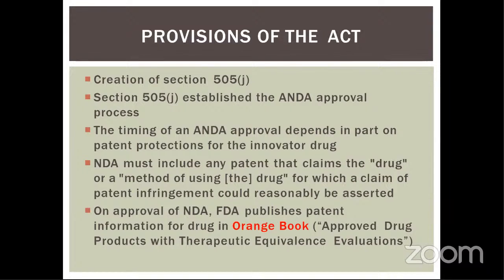So on approval of NDA, FDA publishes patent information for the drug in one particular book. That book is known as the Orange Book. You may have heard this name many times. What is the Orange Book? It does not mean the book will be orange in color. Orange Book means that book contains the list of approved drug products with therapeutic equivalence evaluation. That is the list of drugs.